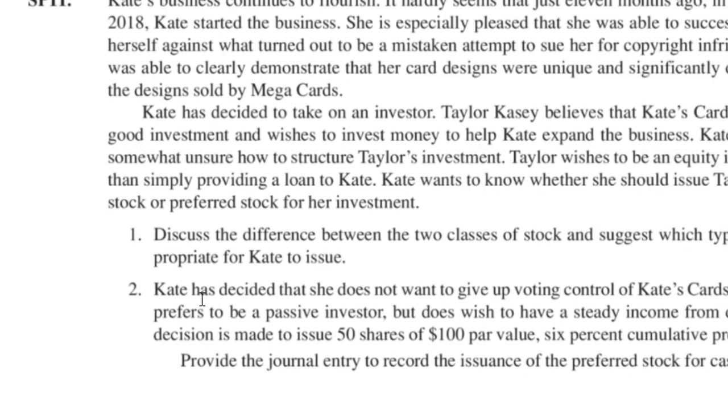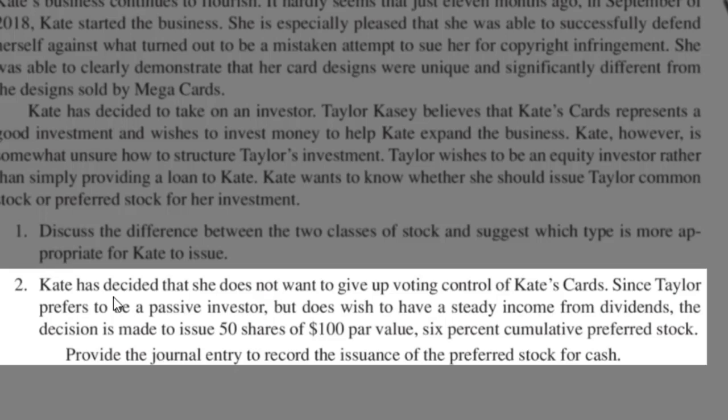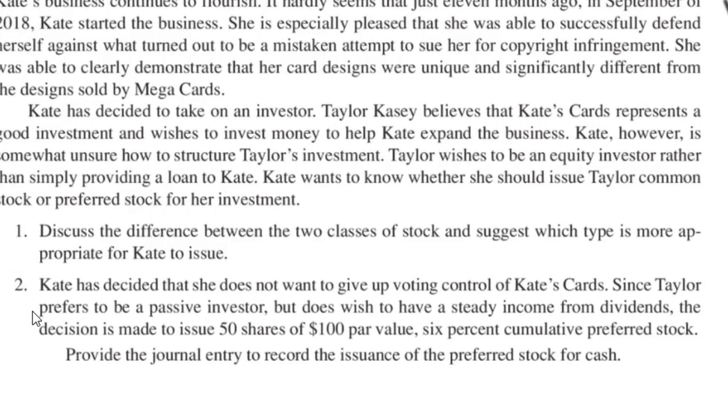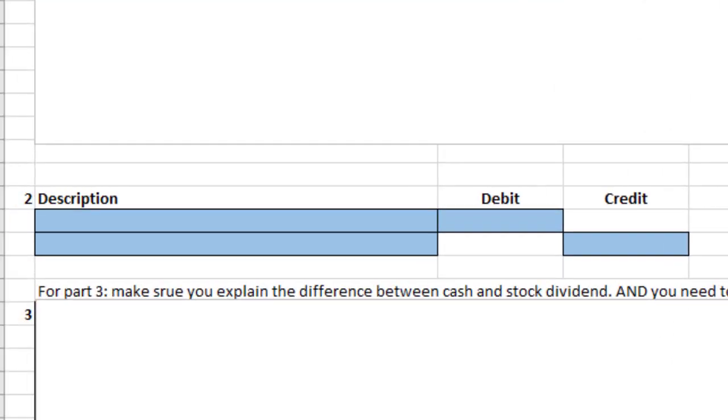Number two: Kate has decided that she does not want to give up voting control of Kate's Cards. Understanding the differences between the classes of stock will help you understand what class of stock would be more appropriate, since she doesn't want to do that. In part two, she wants to provide preferred stock. Here in the template, what would be the journal entry if we did provide preferred stock?